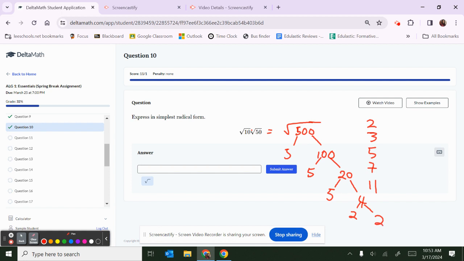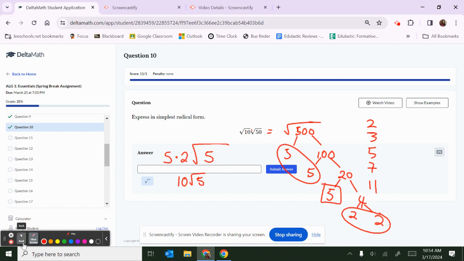So I'm going to circle my pairs. I have one pair of 5s, so that means I have a 5 on the outside. And I have one pair of 2s, so that means I have a 2 on the outside, and they're being multiplied by each other. I have a singular 5, so that means I have a singular 5 underneath my square root. When I multiply 5 and 2, I get 10, and the square root of 5 stays the same. So again, guys, that would be the result.